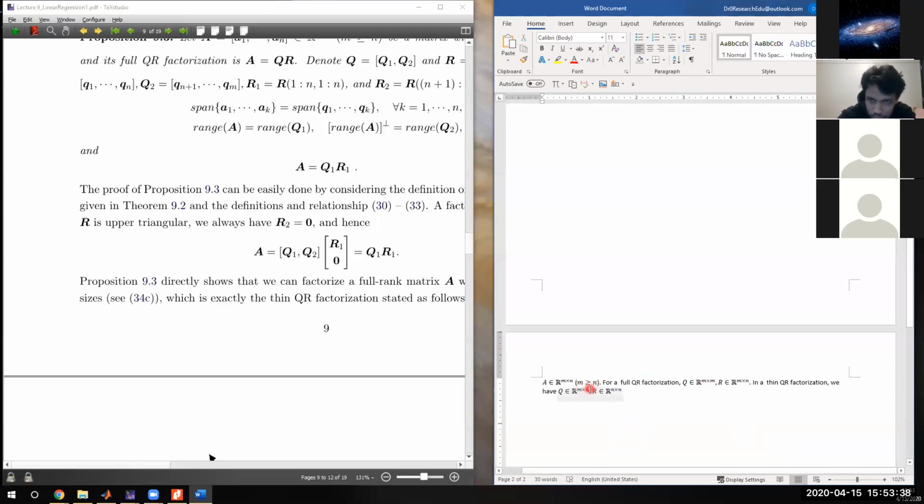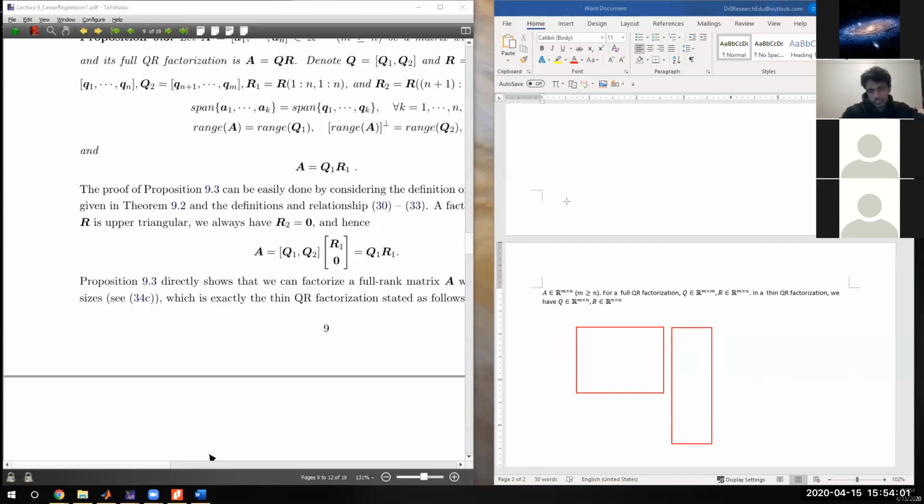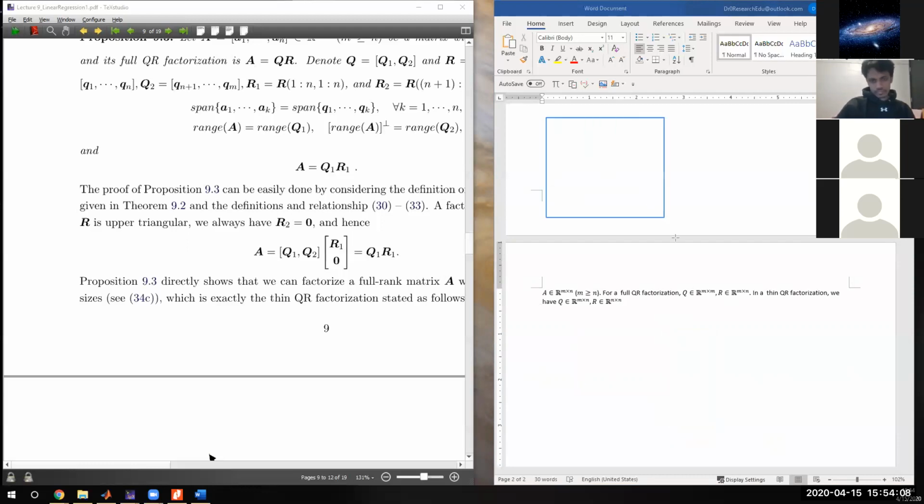So m by n is what? Is something very thin. You know what I mean? It's going to be something like this way. In the previous case, you have Q like this, and your R like this. This is for the full QR decomposition, okay? And in the thin QR decomposition, you're going to have this. Give me a second. No, sorry, my notation here is wrong actually. Let me see. For a full QR decomposition, you're going to have this. This is your Q, and your R is this.